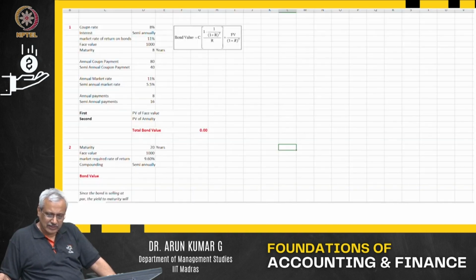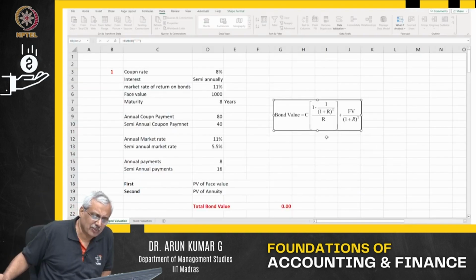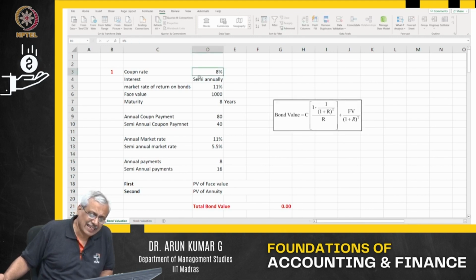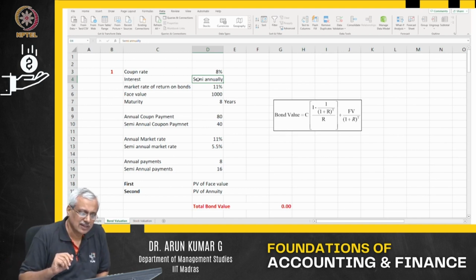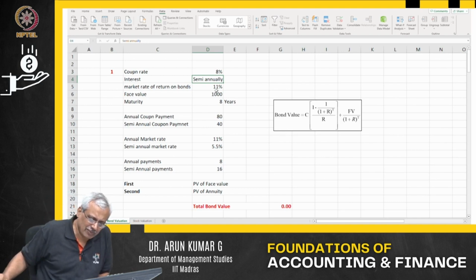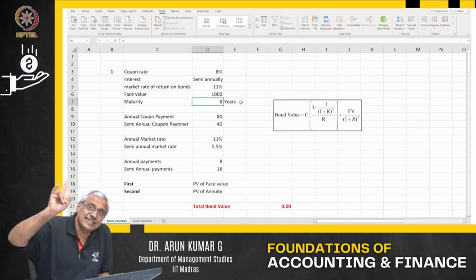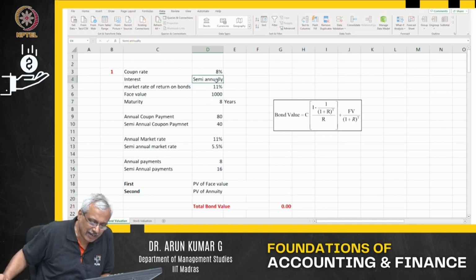Let us try and solve it with the help of Excel. We know the formula for a bond. Coupon rate is 8%, but please note, it is semi-annual. That means it pays twice in a year. The market rate of bond is 11%, maturity is 8 years, face value is 1,000. So if it is 8 years, how many coupons will you get? In 8 years, I will get 16 coupons because it is semi-annual, and that is why I said semi-annual payment 16.